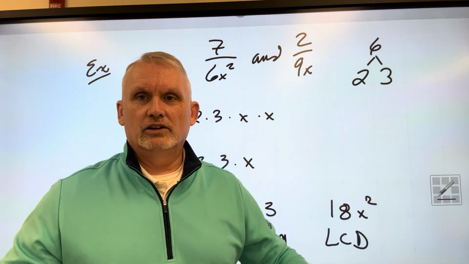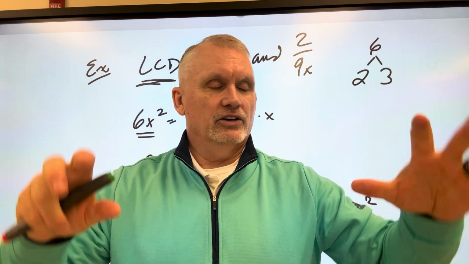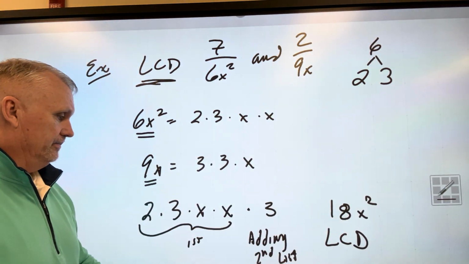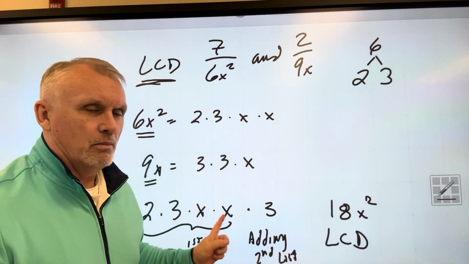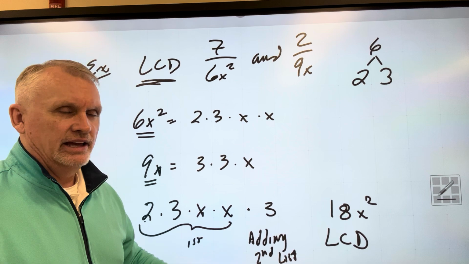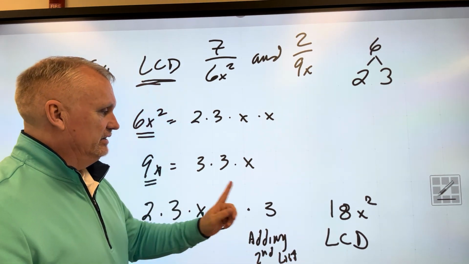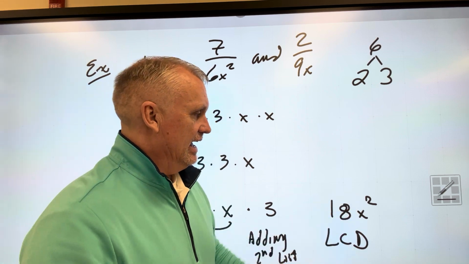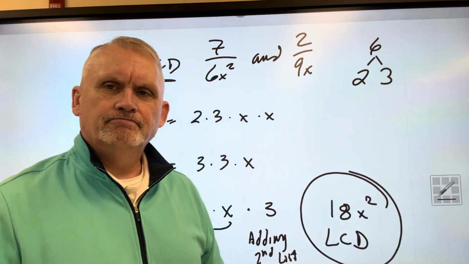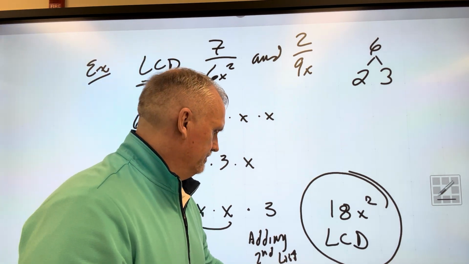So in other words, the least common denominator is taking everything that you see. Okay? So multiply these all together. 2 times 3 times x times 3. X times x is x squared. 2 times 3 times 3 is 18. LCD, 18x squared. A little bit of work, but not bad.